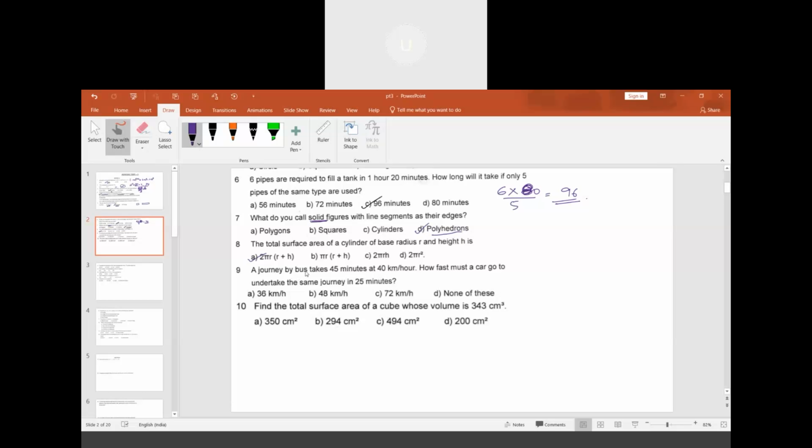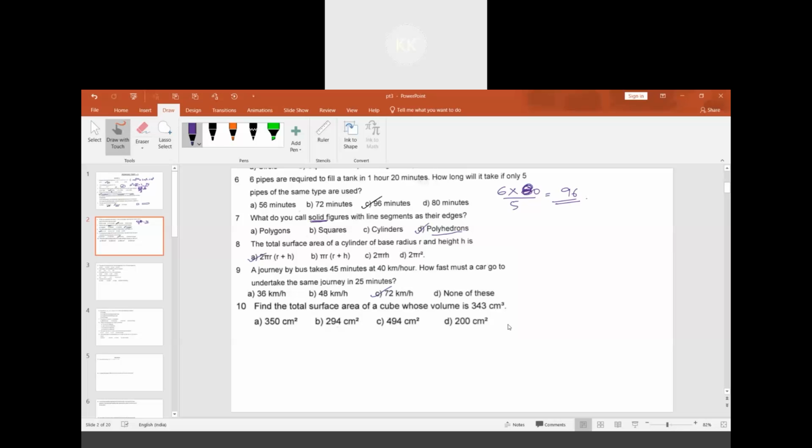A journey by bus takes 45 minutes at 40 kilometers per hour. How fast does the car have to go to undertake the same journey in 25 minutes? 72 kilometers per hour. Speed has to increase to 72 kilometers per hour. Option number C. Yes, sir, it is in inverse proportion. You have to multiply and divide. We get it as 72.